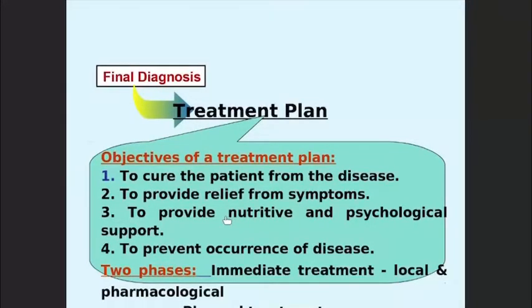So once the treatment plan is done, keeping in mind these objectives, there are basically two phases of treatment plans. One is the immediate treatment plan and another one is the planned treatment plan. It's not visible here, but there are two. Immediate means local and pharmacological, meaning you need to give treatment for the acute infection the patient has. So that is called the immediate. And planned is if the patient doesn't have any pain or acute infection, you can plan it in a proper manner.